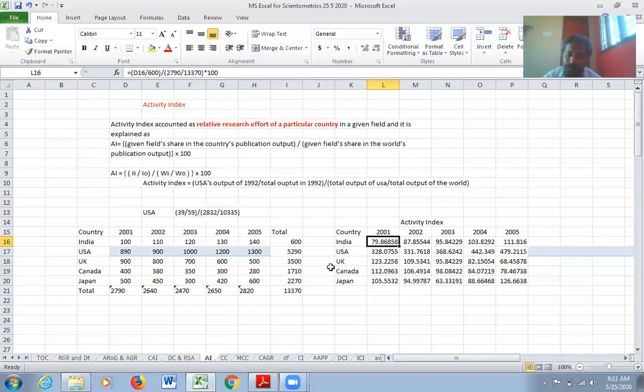If you take USA also, the same trend. But if you take UK and Canada, just for example, I have shown a declining trend. See 900, 800, 700, 600, 500. You can see the activity index 123, 109, 95, 82, 68. So this is how you can find out the relative contribution of a country in a particular field towards the world research output. So the activity index will help you.